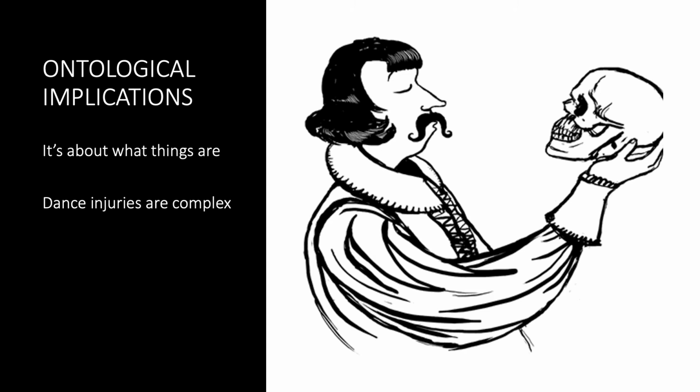This means that we will have some ontological implications. Ontology is the idea that we know what things are. It's the to be or not to be. So what if the to be of dance injuries is that injuries are complex phenomena? Dance injuries are complex. By accepting the complex nature of dance injuries, we will also need to accept the properties of complex systems.